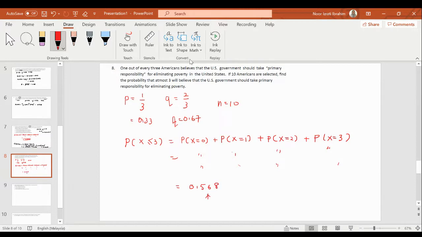Okay, you will get this value if you use P as 0.33 and 0.67. If you use 1/3 and 2/3, your answer will be slightly different. Or you can also get 0.55925 if you use your P as 1/3 and 2/3.